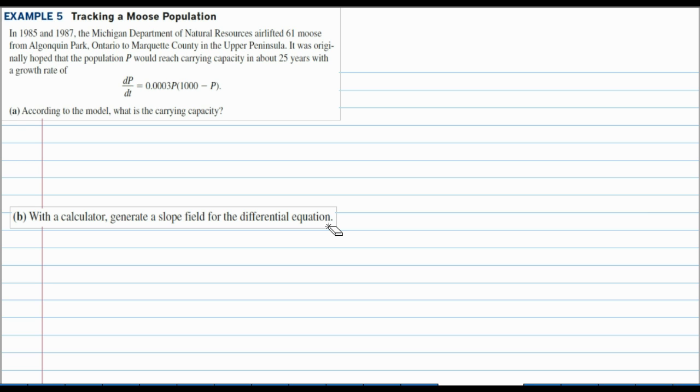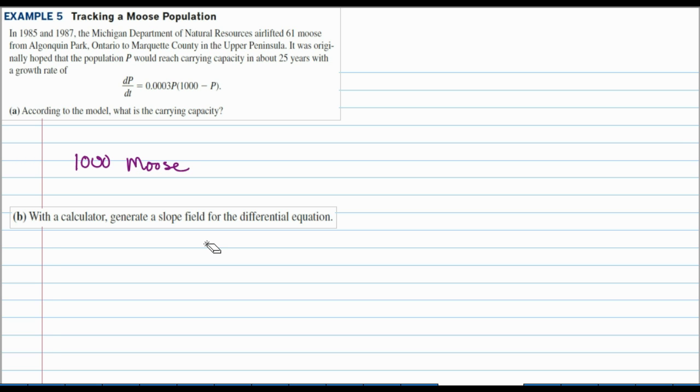Alright. So in 1985 and 1987, the Michigan Department of Natural Resources airlifted 61 moose from Algonquin Park, Ontario, to Marquette County in the Upper Peninsula. It was originally hoped that the population P would reach carrying capacity in about 25 years with the growth rate of this formula. Again, logistic growth because of that limiting factor. According to the model, what is the carrying capacity? So the carrying capacity would be this 1,000 moose.